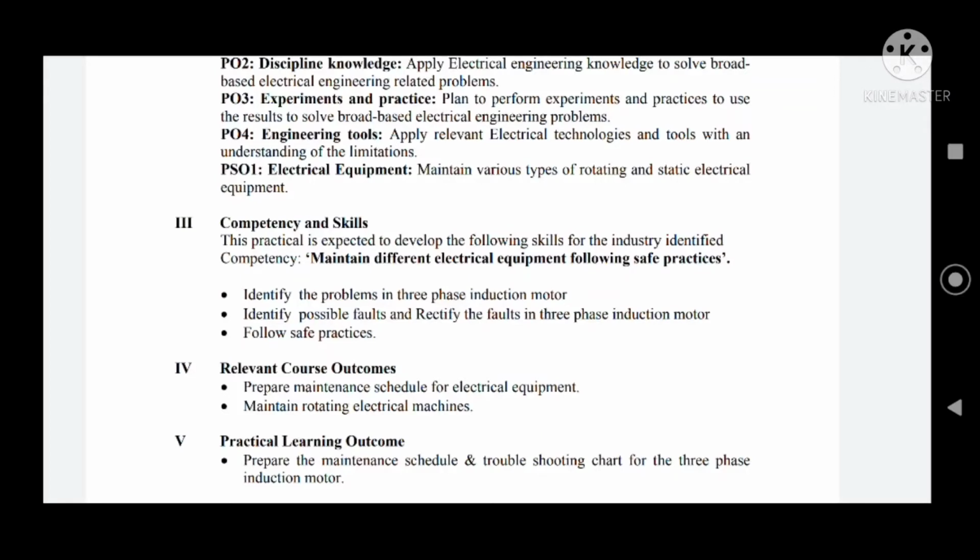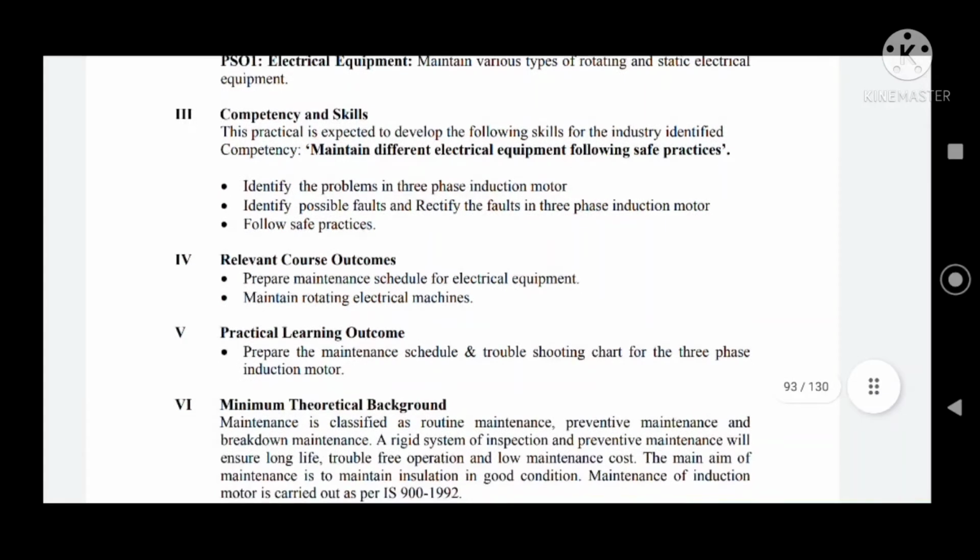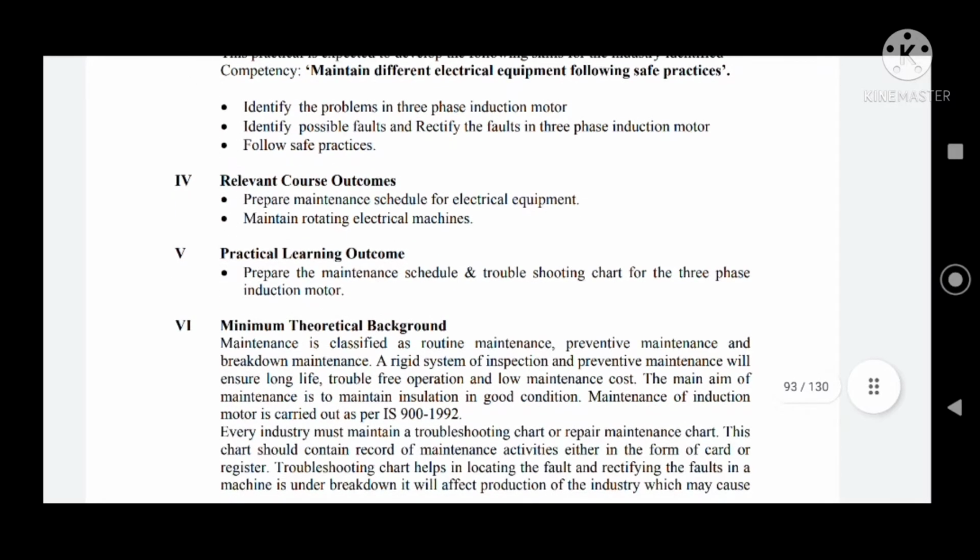Third one is competency and skills. This practical is expected to develop the following skills for the industry identified competency, that is maintain different electrical equipment following safe practices. And this first is identify the problems in 3-phase induction motor. Second is identify possible faults and rectify the faults in 3-phase induction motor. And third is follow safe practices.